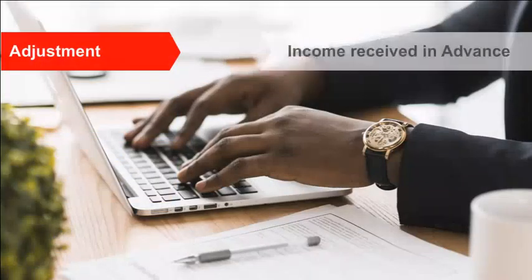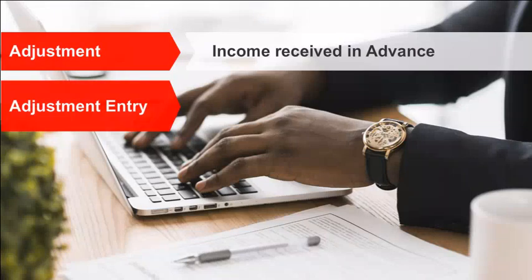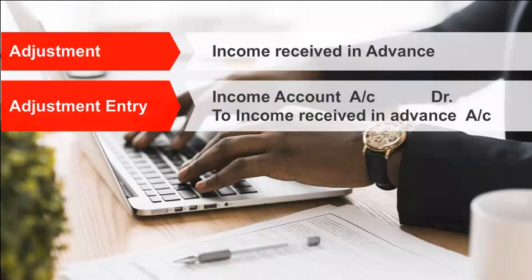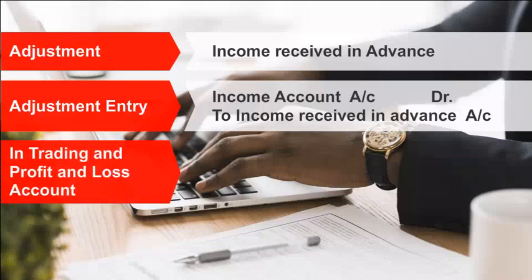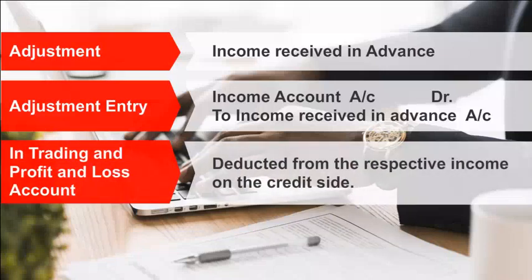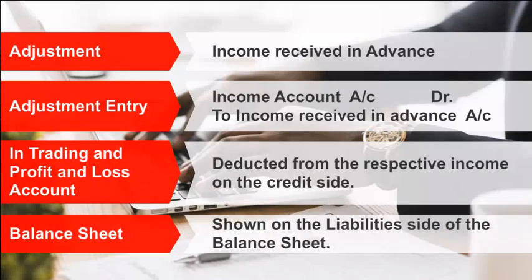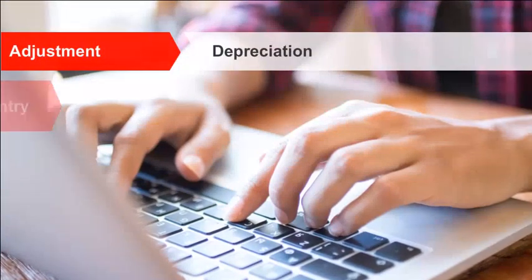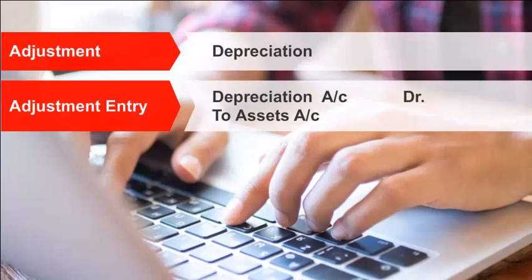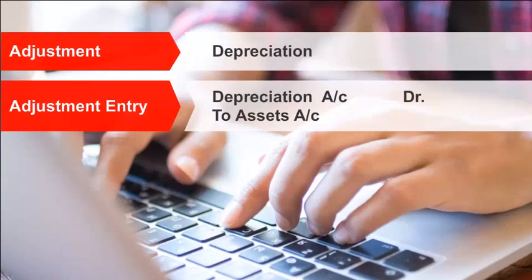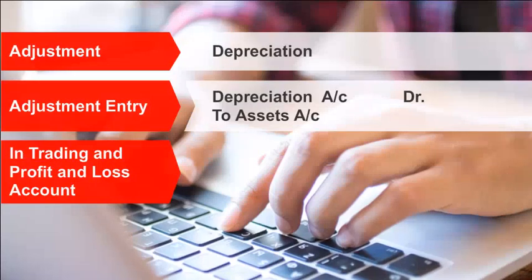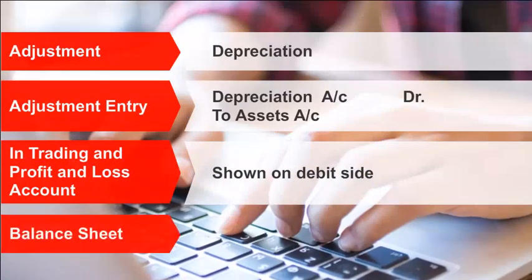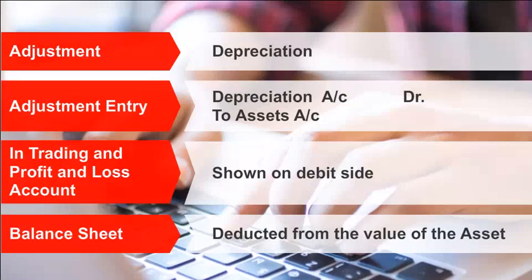Adjustment: income received in advance. Adjustment entry: income account debited to income received in advance account. In the trading and profit and loss account, it is deducted from the respective income on the credit side. In the balance sheet, it is shown on the liabilities side. Adjustment: depreciation. Adjustment entry: depreciation account debited to assets account. In the trading and profit and loss account, it is shown on the debit side. In the balance sheet, it is deducted from the value of the asset.